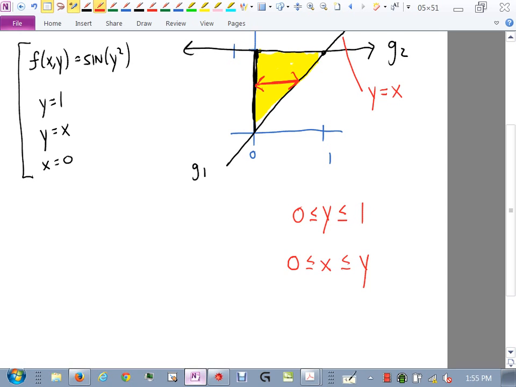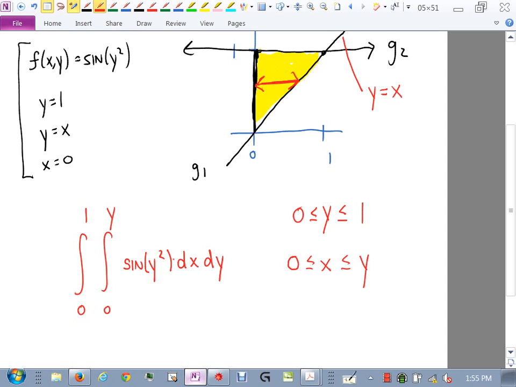And now set up your double integral, but this time the order is different in the integration. So you have the integral from 0 to 1, then the integral from 0 to y, and then you have still sine y squared, but this time dx dy, right? If I integrate sine y squared with respect to x first, then sine y squared is a constant, right? So the antiderivative of sine y squared with respect to x would be x sine y squared, or sine y squared x.